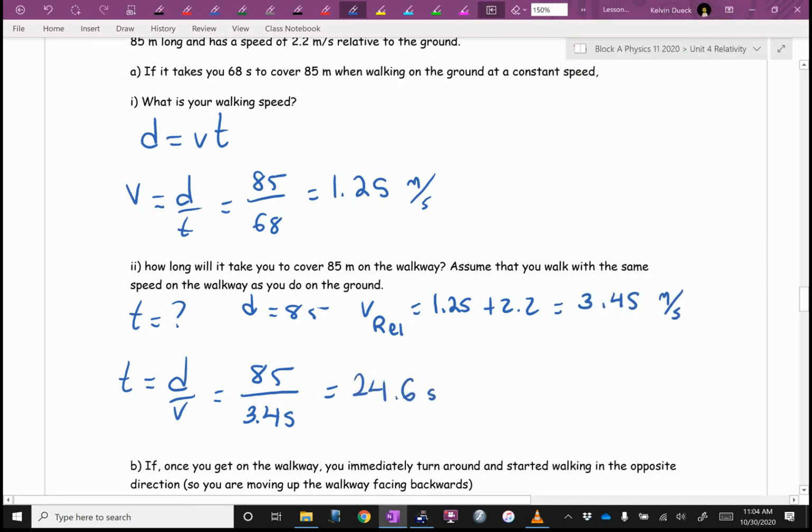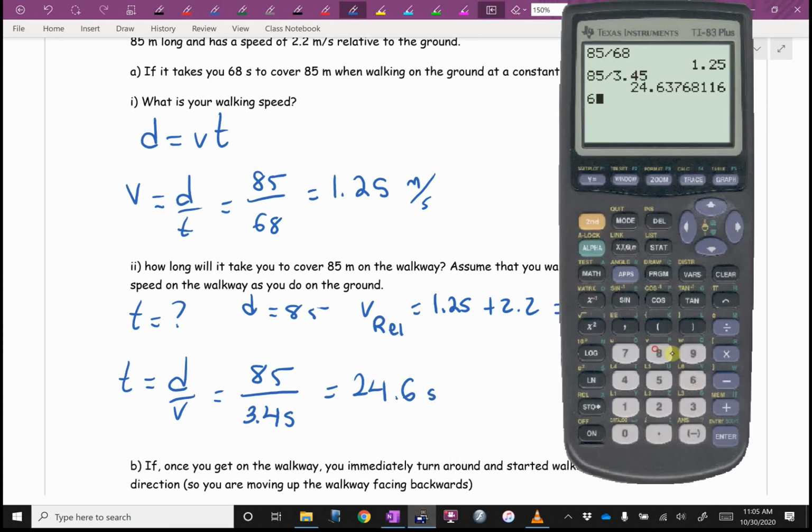How long did it take me without the walkway? What did I say earlier in the question? How long did it take me with the walkway? Just out of curiosity, how much time did I save? Do the math. Use your calculator. How much time did I save? I want a number. Somebody needs to go 68 minus answer button. Were you really too lazy to do that?